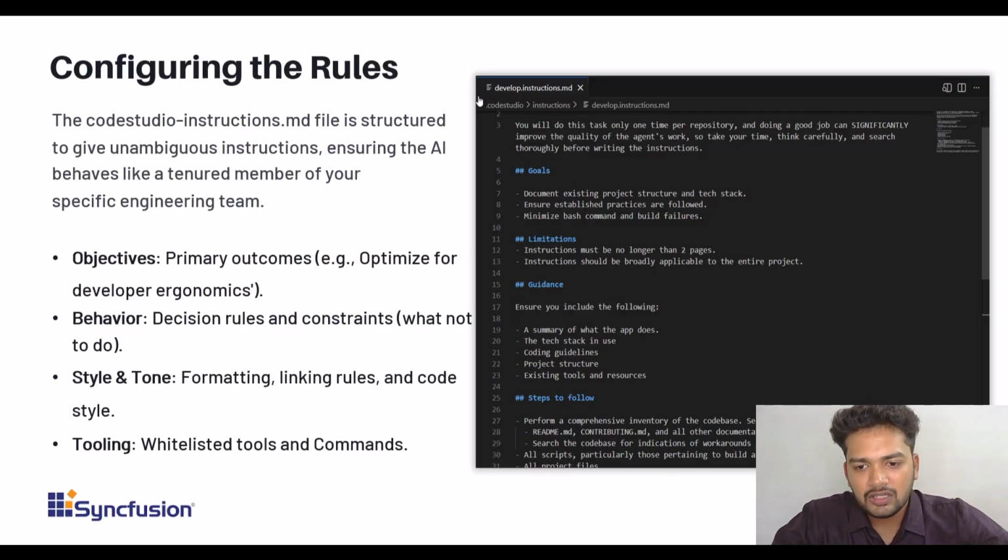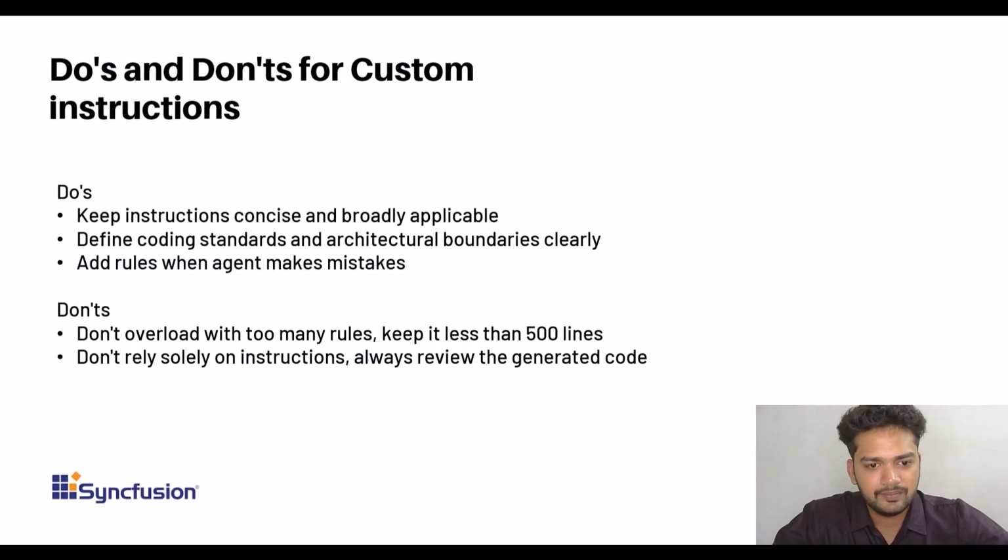And now let's see what the do's and don'ts are for custom instructions. A few practical best practices are: keep instructions concise and broadly applicable, define architectural boundaries clearly, and update rules when the agent makes a mistake. Let's say the agent implemented some piece of code and it does not implement it correctly, and we got a mistake. In that case, we need to update the custom instruction so that it will not make the same mistake again.